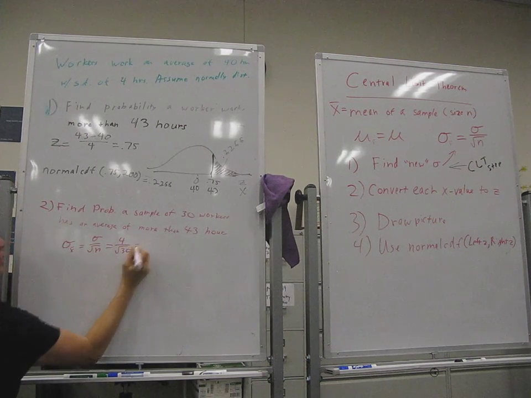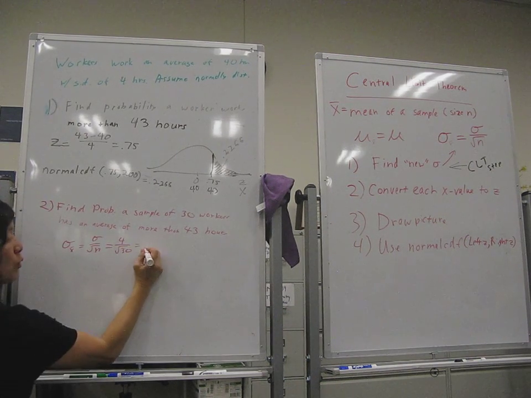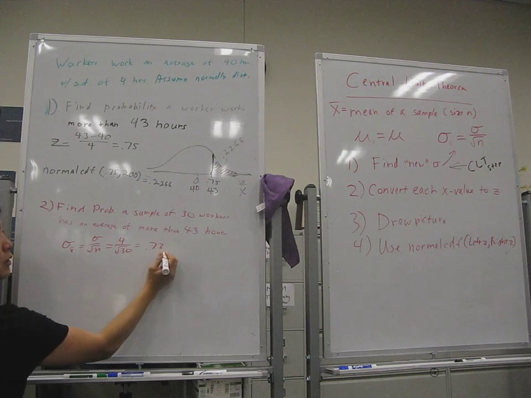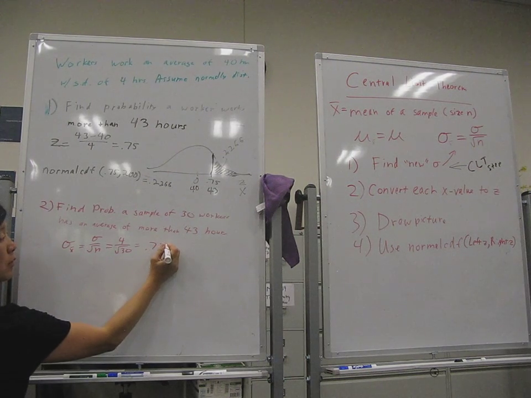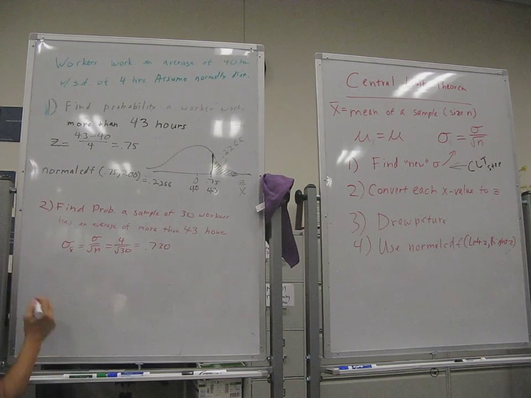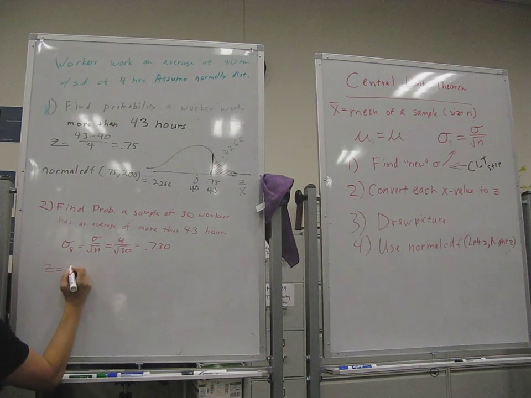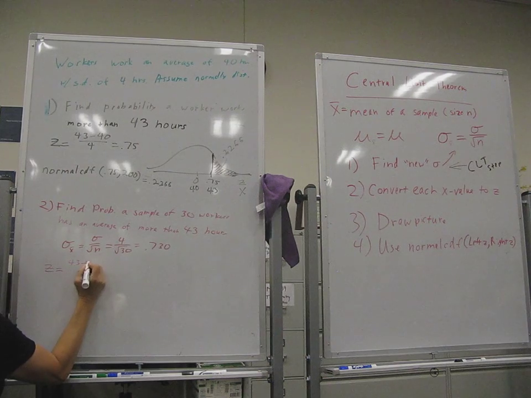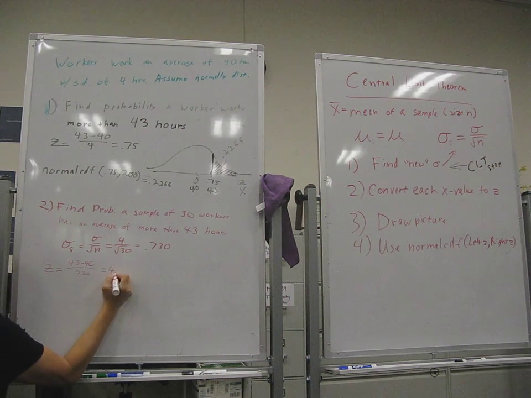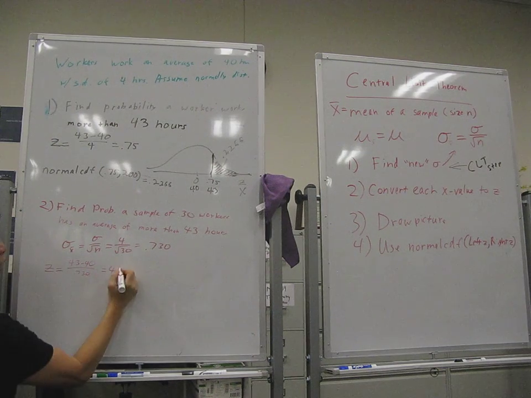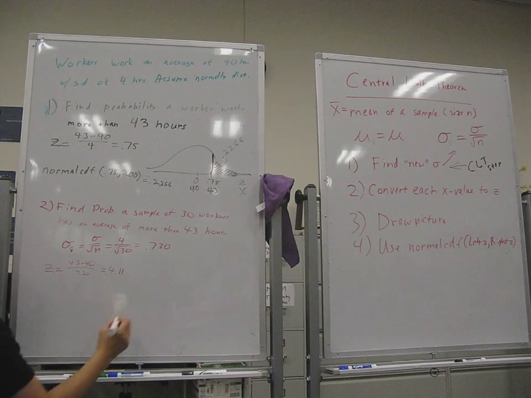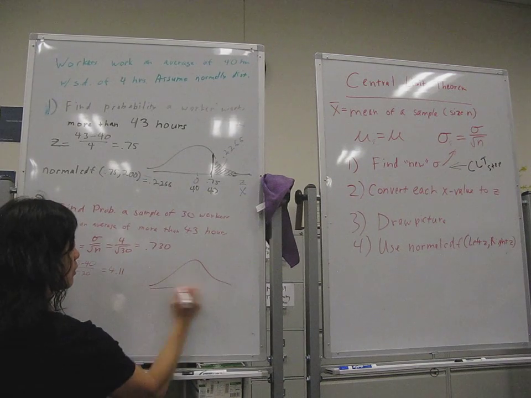What is that? What do you guys get for that? 0.73. Okay, great. So then we do the same stuff. I find a z-score, right? It's 43 minus 40 over 0.730, and you guys got 4.11? Great. So then again, you're going to draw your little picture.